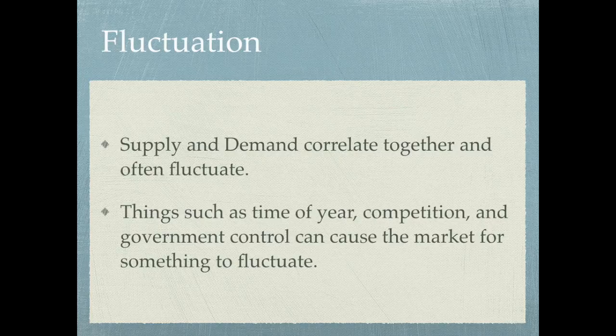Another way that supply and demand fluctuate together is with competition. For example, if a gas station lowers its prices, other gas competitors will also lower the prices to avoid losing customers to the cheaper gas price. Now, taking a step back from companies, the government can also control the fluctuation of the market. Since the government controls price ceilings and price floors, these can often lead to various fluctuations within the market.